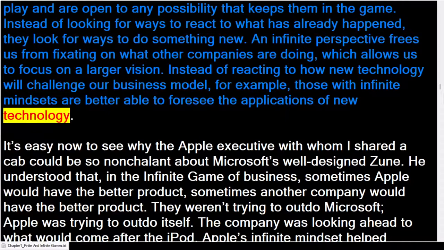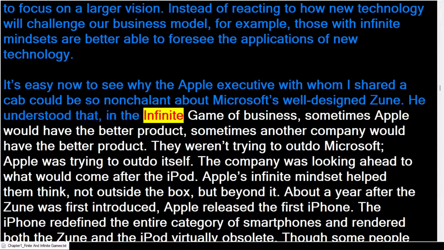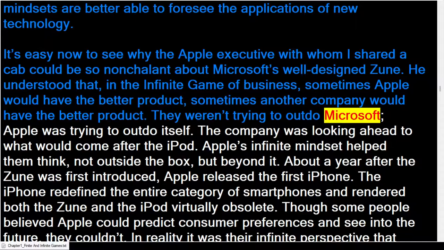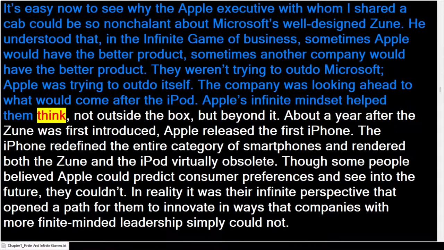It's easy now to see why the Apple executive with whom I shared a cab could be so nonchalant about Microsoft's well-designed Zune. He understood that, in the infinite game of business, sometimes Apple would have the better product, sometimes another company would have the better product. They weren't trying to outdo Microsoft. Apple was trying to outdo itself. The company was looking ahead to what would come after the iPod. Apple's infinite mindset helped them think, not outside the box, but beyond it.